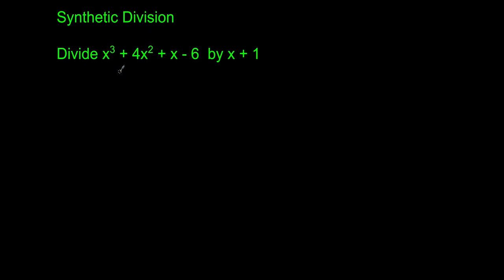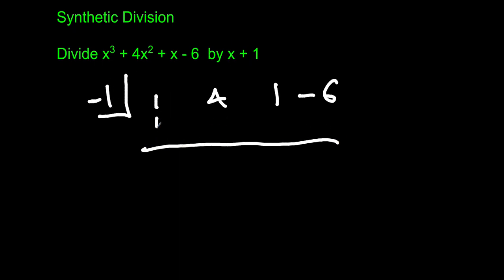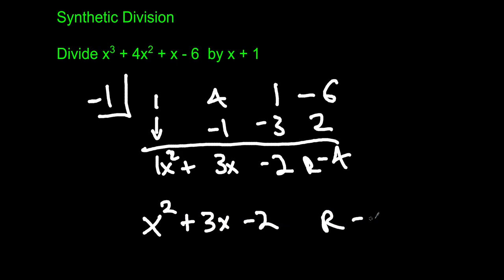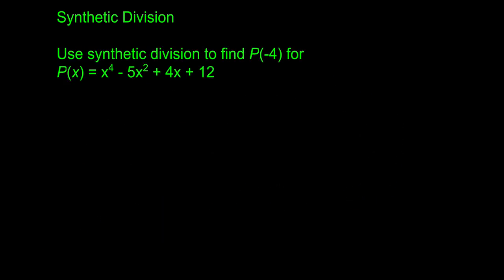So remember, you write the coefficients, 1, 4, 1, negative 6. You write the 0 that's associated with this factor. Bring down the first number, multiply, and add. Multiply, and add. Multiply, and add. And now, this was x cubed, so this is x squared. This is plus 3x. This is minus 2 with a remainder of negative 4. So x squared plus 3x minus 2 with a remainder of negative 4. And that's what this one is.